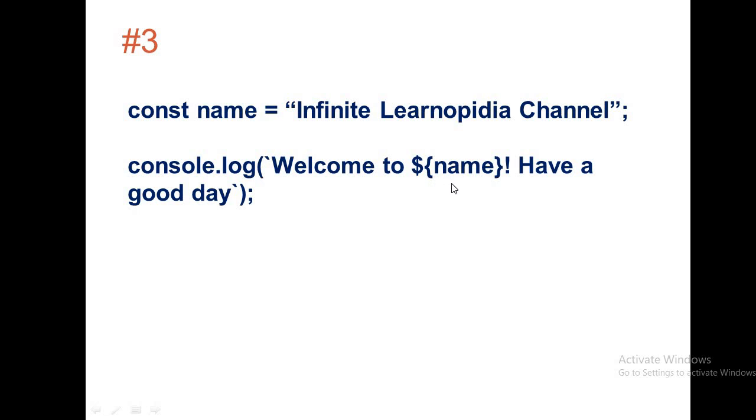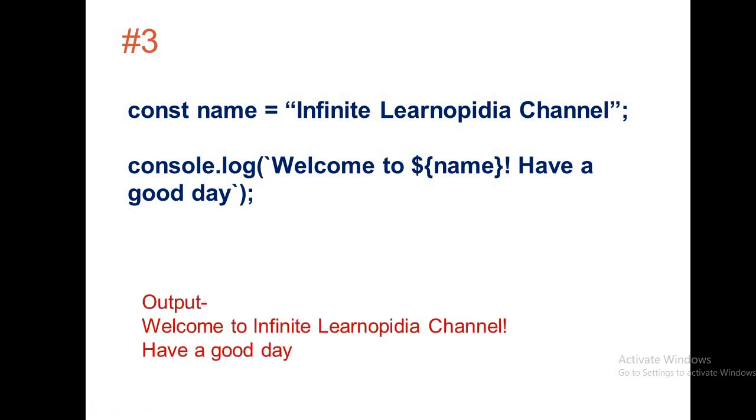here we are printing the value of the variable or property. Dollar and curly braces are used. So these are the expressions in ES6. Dollar sign, curly braces, name, exclamation mark, have a good day, close of backticks and semicolon. So as you can see, these are the backticks which are called template literals, and this is the expression in ES6. So the output will be: Welcome to Infinite Learnopedia channel. Have a good day.